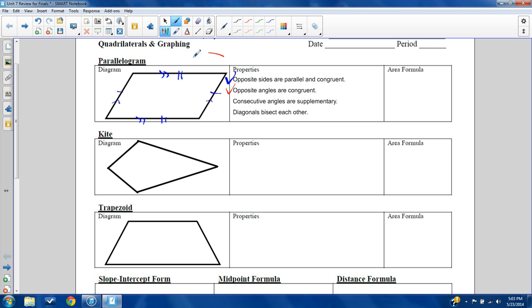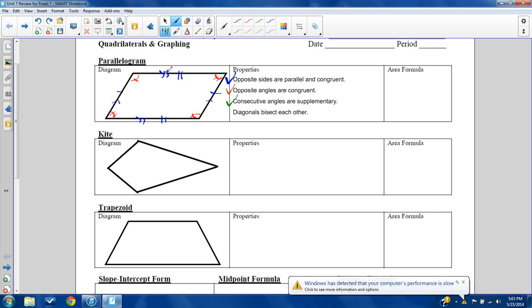Opposite angles are congruent. Opposite angles meaning if I'm looking across the way, like, hey there you are. Right? Opposite angles are congruent, so this guy is congruent to that guy, and this guy is congruent to that guy. Check, check. Consecutive angles are supplementary. Now, consecutive means right next to. So there's an angle right here. This guy is consecutive in sequence with it. These are supplementary to each other, so these always add up to 180 degrees in a parallelogram.